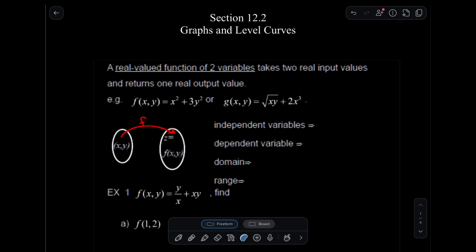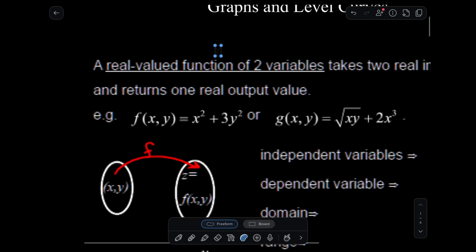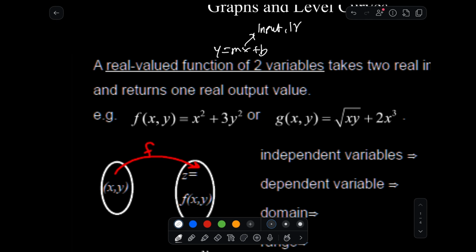And we're going to be looking at real valued functions of two variables. What that means is you have two variables, x and y usually, and you input them into an equation, and that gets you one real output. A way to scale it back to 2 dimensions, for example, is a real valued function of one variable, which would be something like y equals mx plus b. We have an input, or your independent variable, and you have your output, or your dependent variable, because y is dependent on x, right?